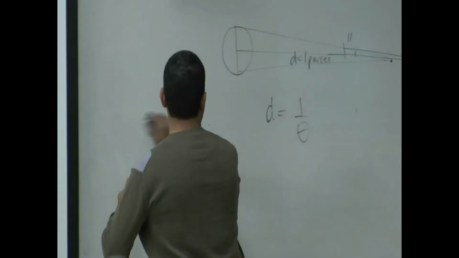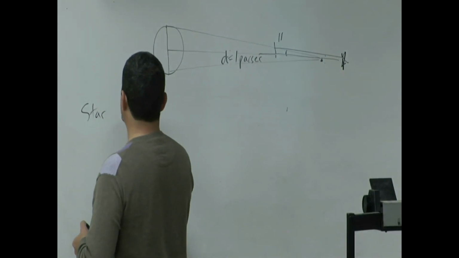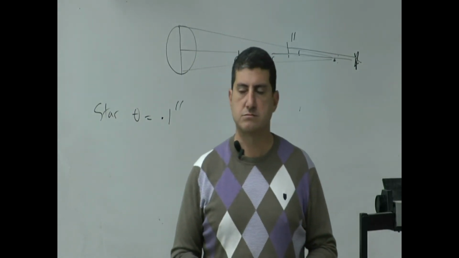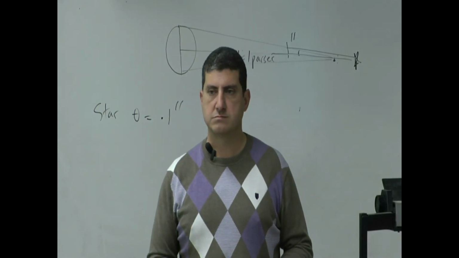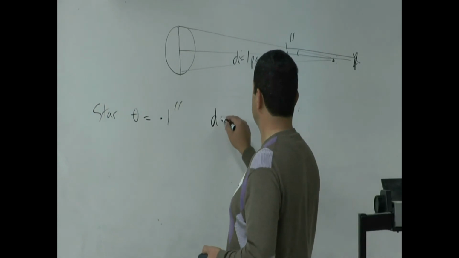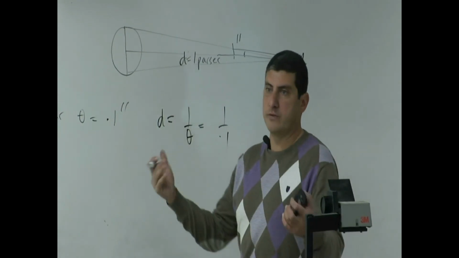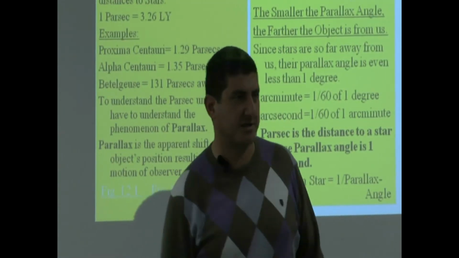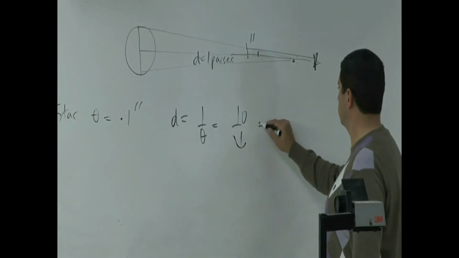So let's do a quick example. Let's say I told you there is a star whose parallax angle is 0.1 arcseconds. What is the distance to that star? You have to do 1 over 0.1. That's it. It's going to give you 10 parsecs. 1 over 0.1, how do you do that? Well, move the decimal point over, and then you just get 10, right? 10 parsecs.